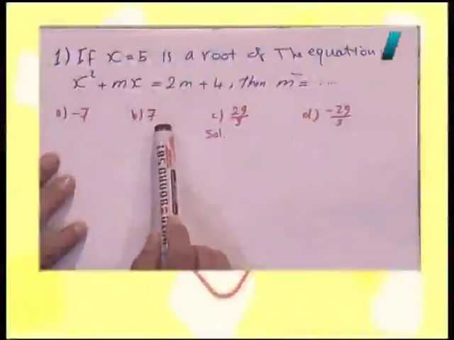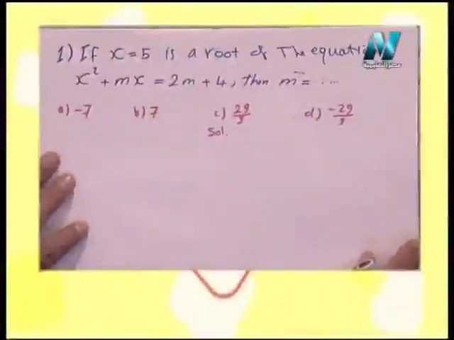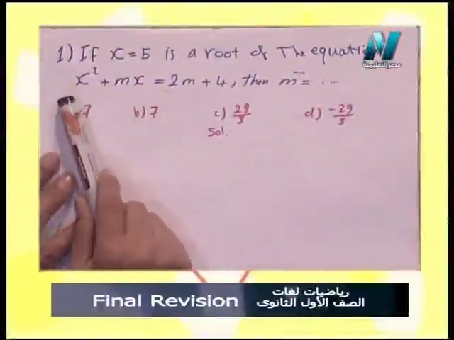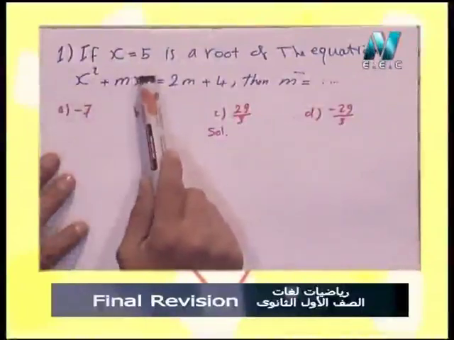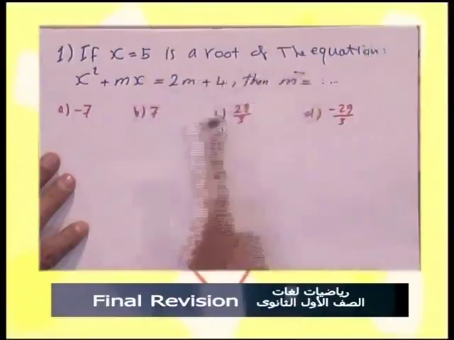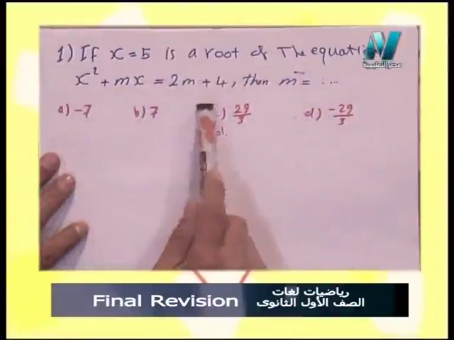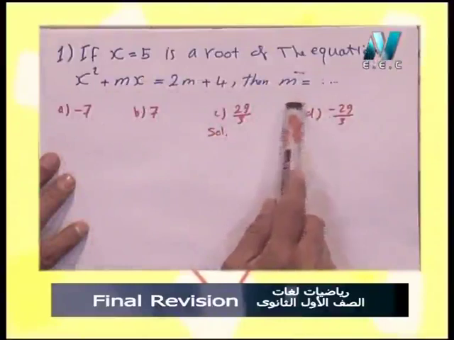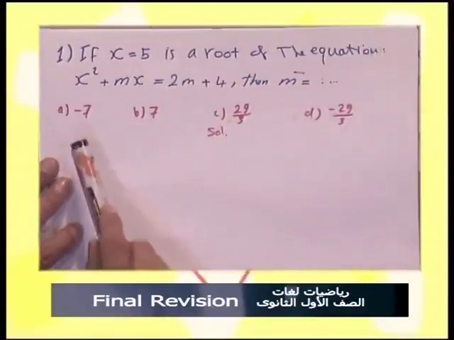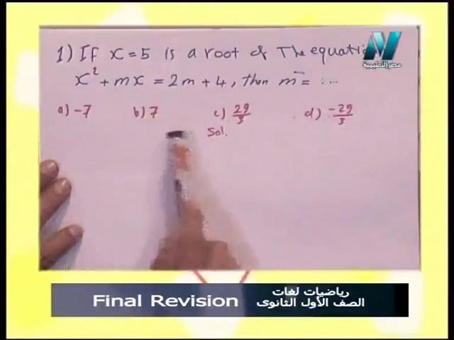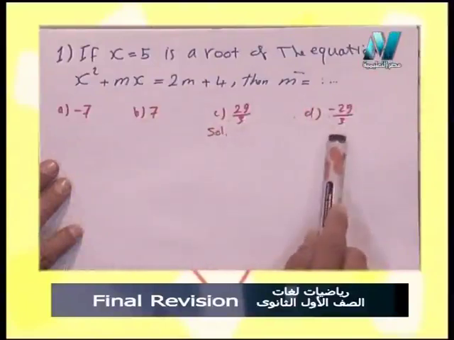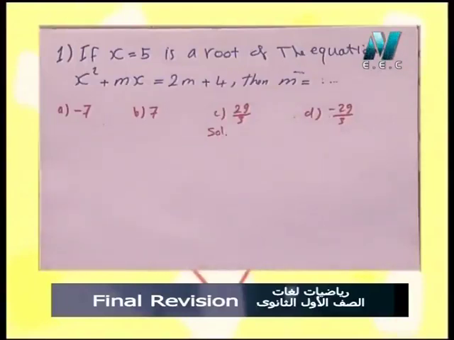We have here a question. Yes, look at the question here, please. The first question for you: if x equals 5 is a root of the equation x power 2 plus mx equals 2m plus 4, then m equals what? Is it negative 7, 29 over 3, or negative 29 over 3? Let's start to solve.